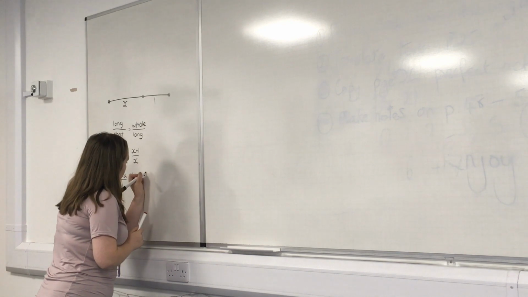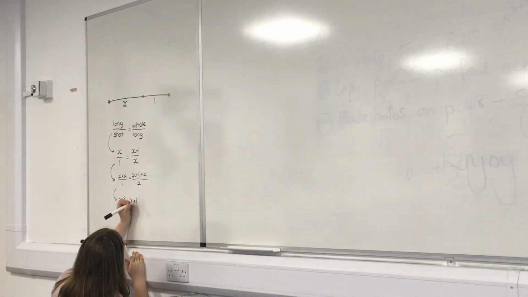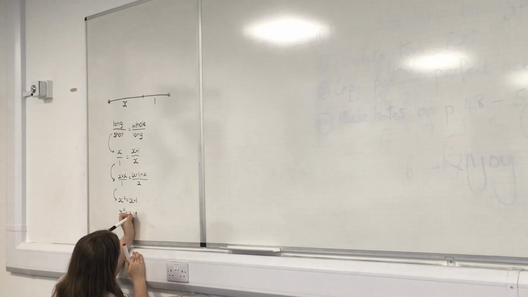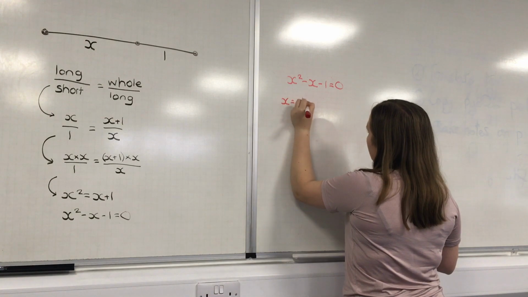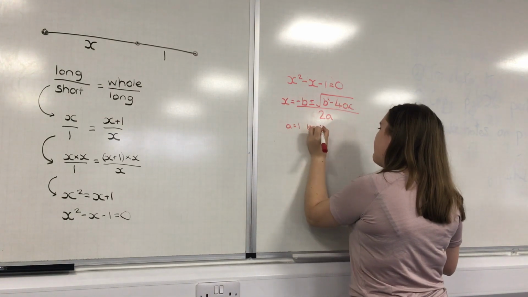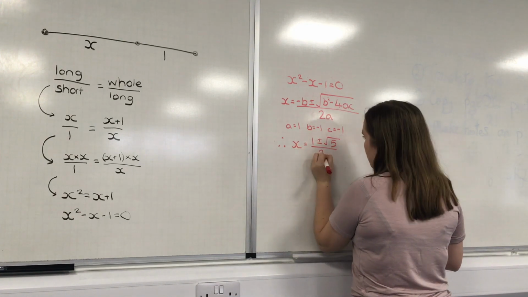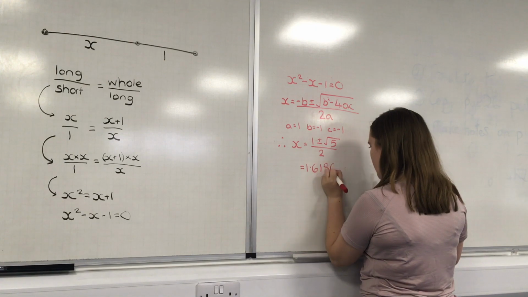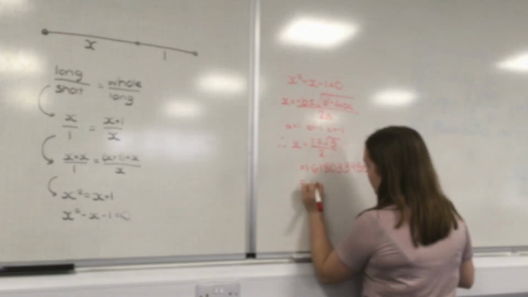We can then multiply both sides of the equation by x and use cross multiplication to form a quadratic equation. x squared minus x minus 1 equals 0. The next step is to use the quadratic equation to find the values of x that satisfy this equation. These values are 1 plus or minus the square root of 5, all divided by 2. x is a length, so the negative value is discounted, leaving x equal to 1.61803, which is equal to phi.